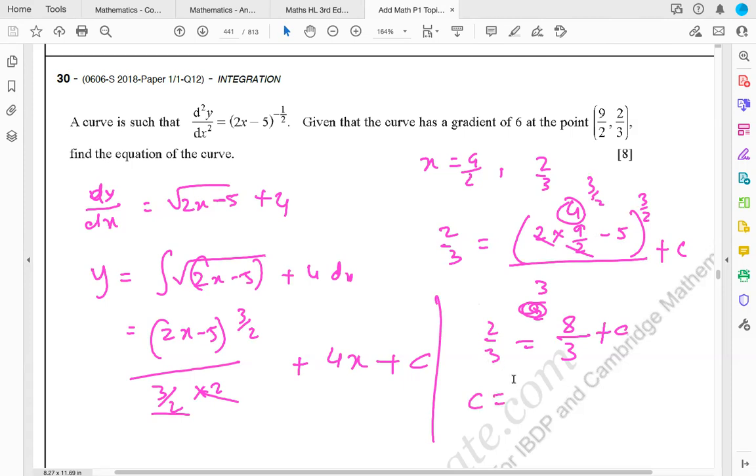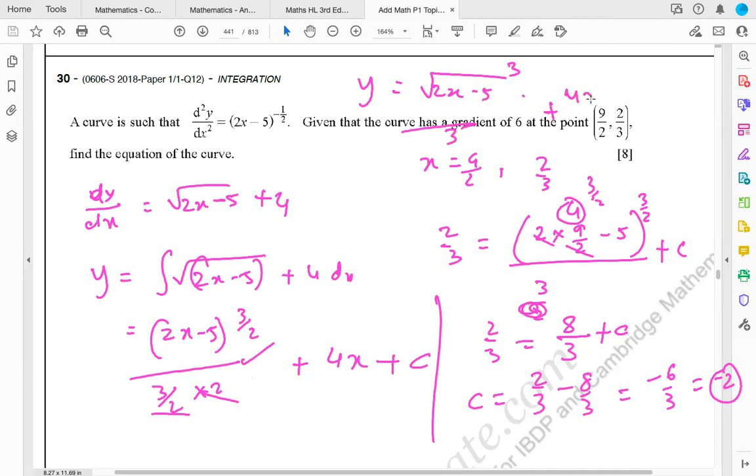So you get c as 2/3 minus 8 over 3, which is nothing but negative 6 over 3, which is negative 2. So your expression for the function is going to become square root of 2x minus 5, the whole cube. I can write it like this, or you can write it in this format itself, over 3 plus 4x and minus 2. So that's basically the final expression for the function, I mean integration.